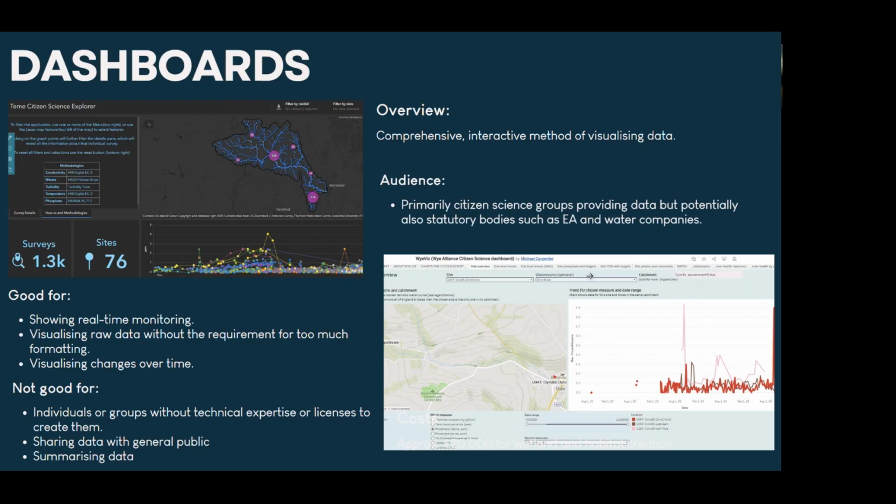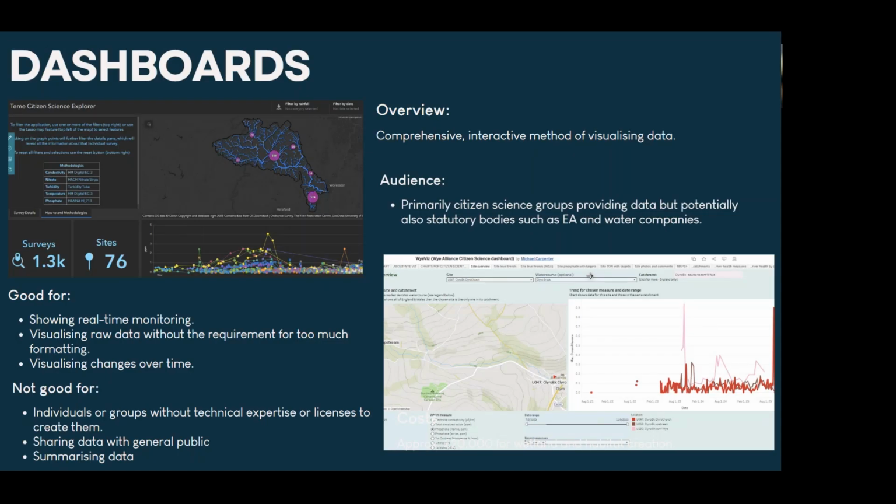They're really good for showing real-time monitoring and for visualizing this raw data without there being a lot of need for formatting, and you can easily see this change over time. So I mentioned that we, for the team data, had been able to identify the seasonal change. That was done primarily from the time frame graphs that were produced on the dashboard that we use. So there's very little actual formatting of the data that we had to do to just determine those trends.